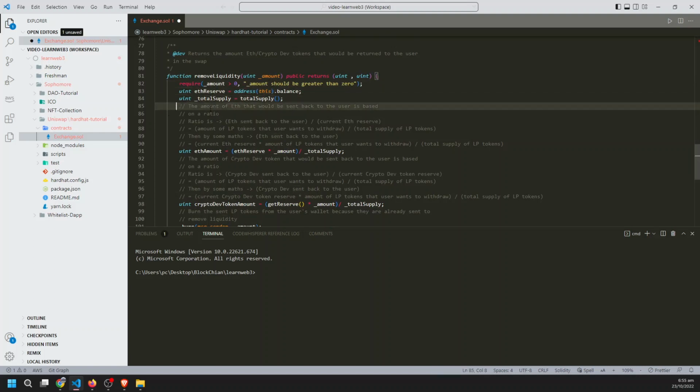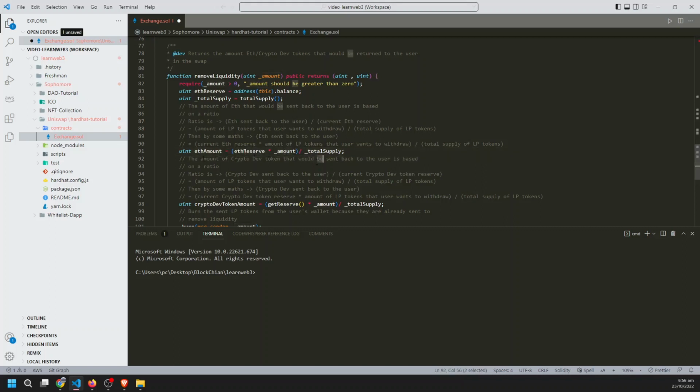Total supply. The amount of ether that would be sent back to the user is based on the ratio. The ratio is Ethereum sent back to the user divided by the current reserve, equal to the amount of LP tokens that the user wants to withdraw divided by the total supply of LP tokens. Then by some maths, Ethereum sent back to the user is equal to the current Ethereum reserve multiplied by the amount of LP tokens that the user wants to withdraw, divided by the total supply of tokens. Ethereum amount equals Ethereum reserve multiplied by the amount that the user wants to withdraw divided by total supply.